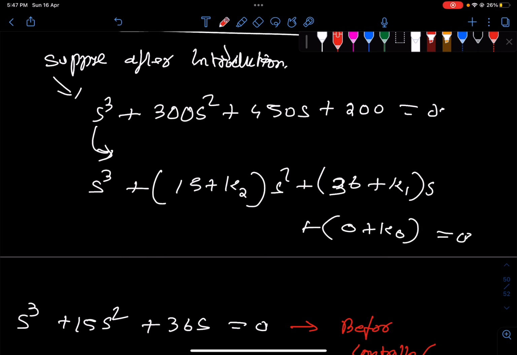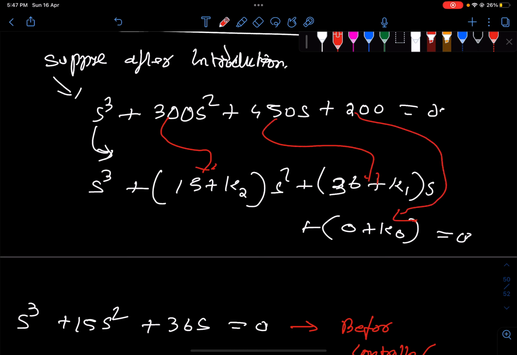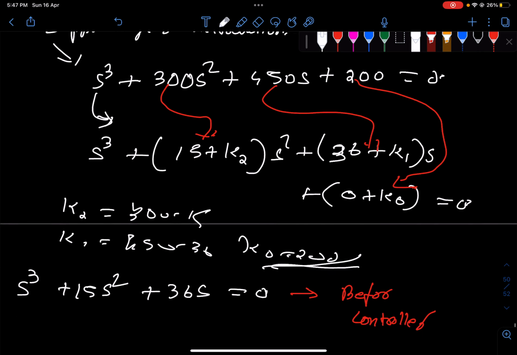So just by comparing this 300 with this one, 450 with this one, 200 with k0, you'll be able to get the K matrix. That's it. So what is k2? 300 minus 15. What is k1? 450 minus 36. What is k0? 200. That's the whole problem. That is a proportional controller.